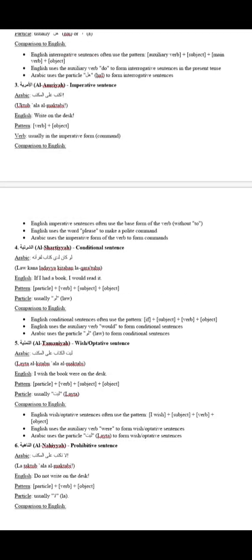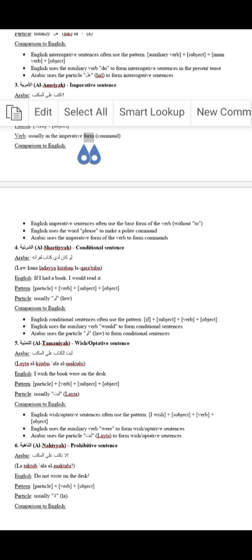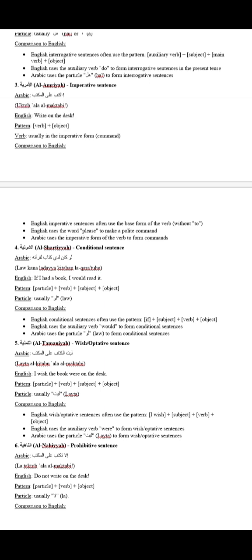Now we have the third type, that is al-amriya, imperative sentences. These are used to give a command or instruction. These typically begin with a verb in the imperative form. It follows the pattern verb and object. If we see the example in Arabic, that is uktubi ala al-maktab, like write on the desk. It is following the pattern verb and object.